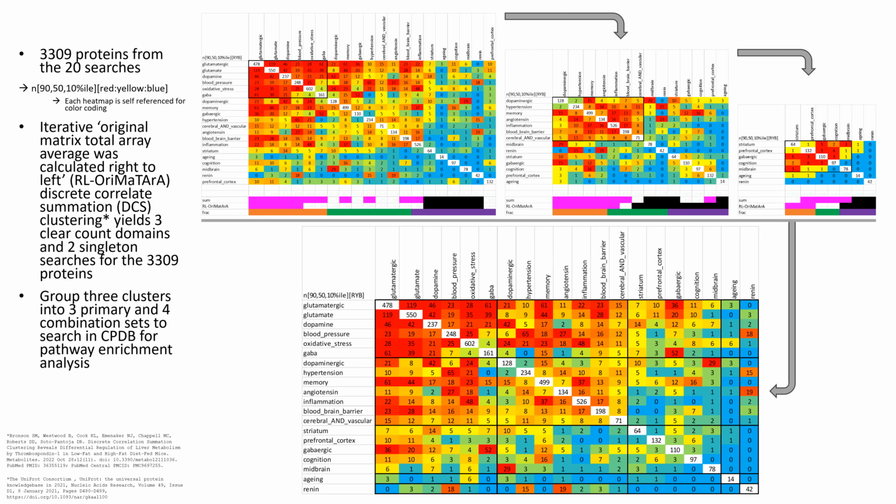Iterative RL-Ori-Matara DCS clustering yields 3 clear count domains and 2 singleton searches for the 3,309 proteins from the 20 SwissProt keyword searches. Briefly, the upper cluster of a matrix was determined by sorting the totals of each variable column, then repeating on the remaining extra cluster submatrix.